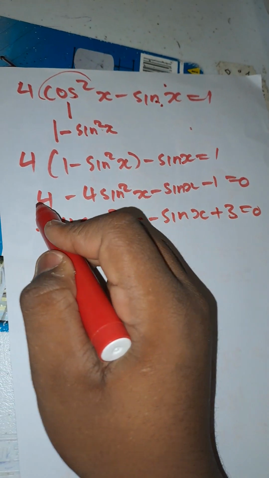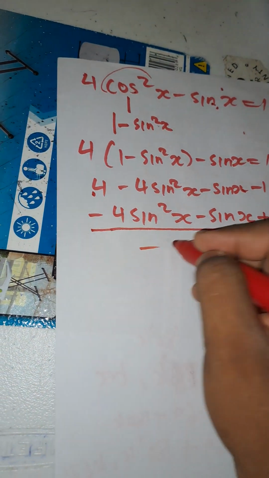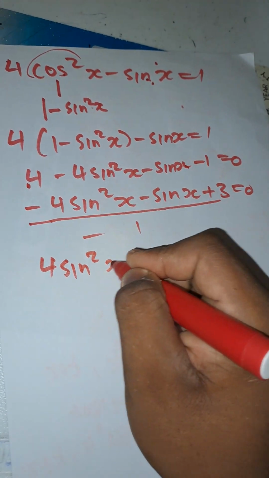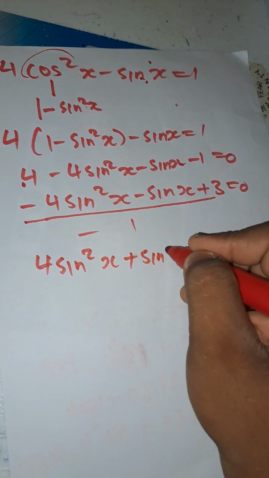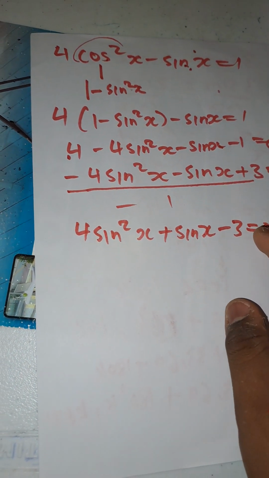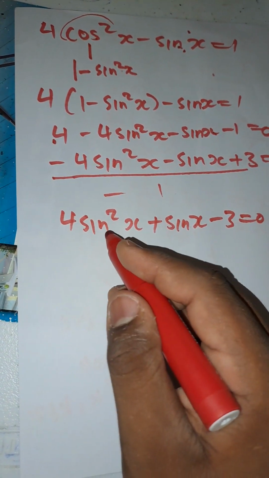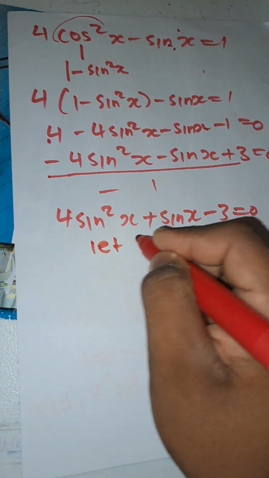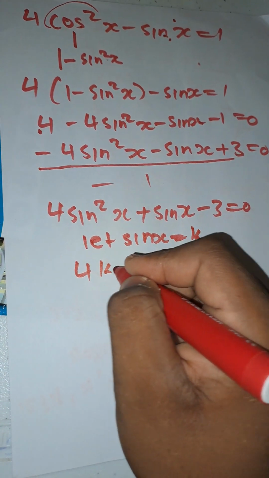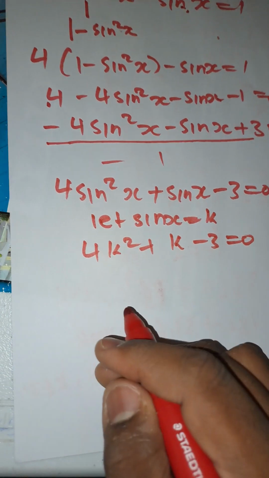So it is the same as 4 minus 1. And then let me just divide everything by negative 1 so that my things can be fine. So it's going to be 4 sine squared x plus sine x minus 3 is equal to 0. Since you have something like this, you can do your factorising or whatever you want to do, but you are going to take everything in terms of k, like saying let sine x is equal to k. So it's going to be 4k squared plus k minus 3 is equal to 0. Then you find the value of k.